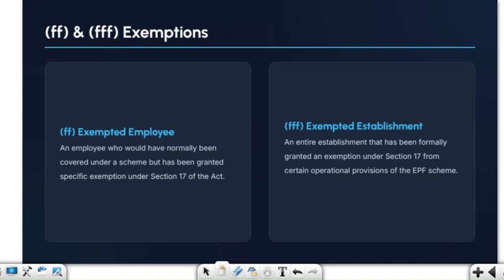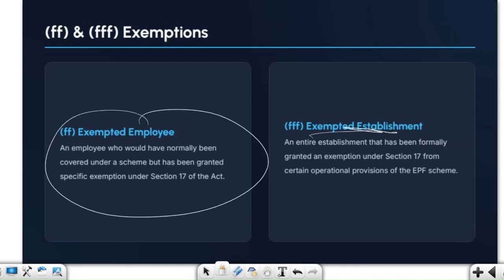Now, exempted employee and exempted establishment. Here we are also talking about exempted employees and exempted establishments. First of all, you have to understand the apprentices. We are basically excluding these people from the definition of employees under this Act. Now, the exempted employee means an employee who would otherwise be covered under the relevant scheme but has been granted exemption under section 17. So a person who has not been covered.